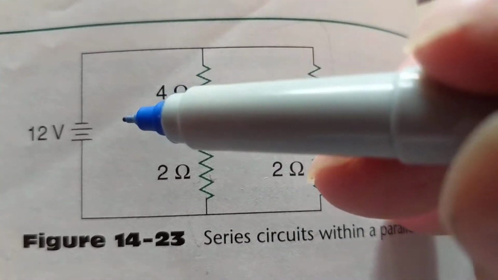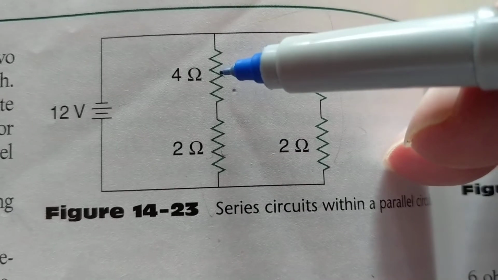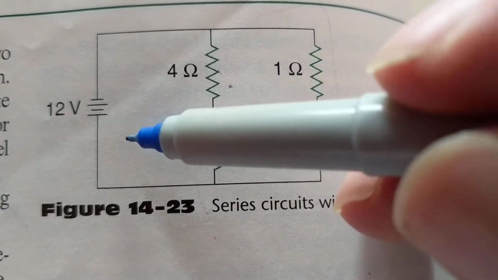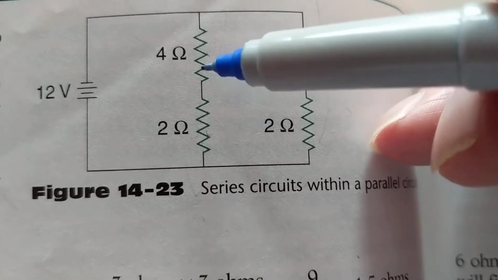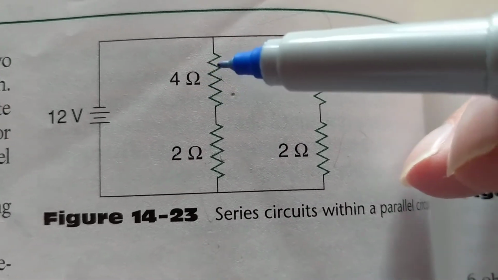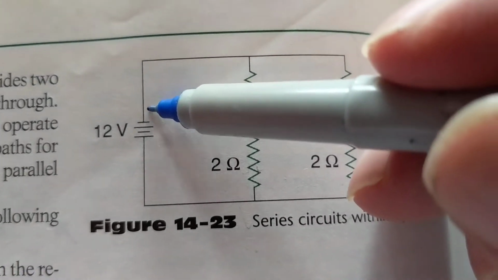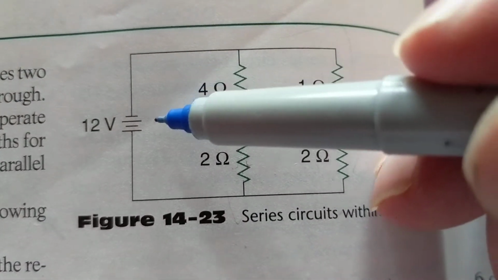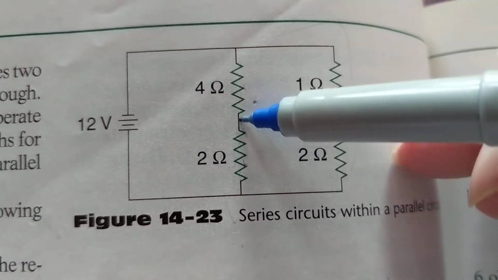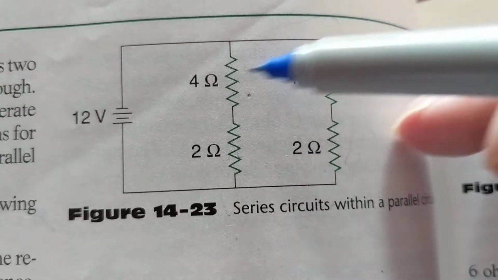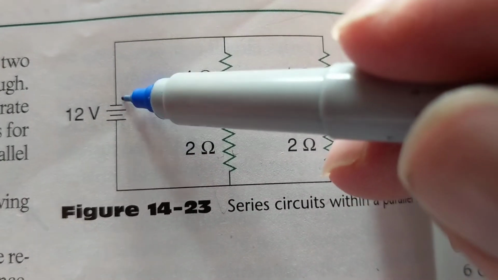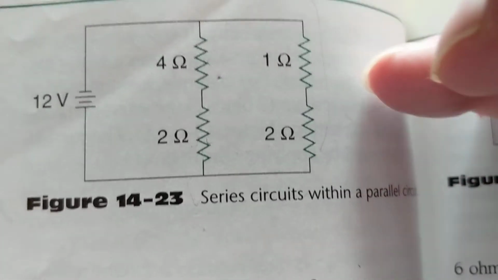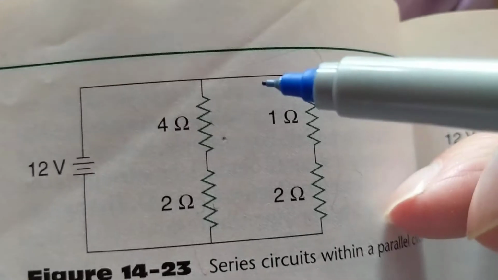For example, we still need a path back for the current to come back, a complete path. It doesn't matter if it's series, it doesn't matter if it's parallel, it doesn't matter if it's series parallel. This current has to flow, let's say, leave the positive, divide between these two, and eventually they'll meet over here and come back to the negative. That's the rule. That's why I started out with that rule.